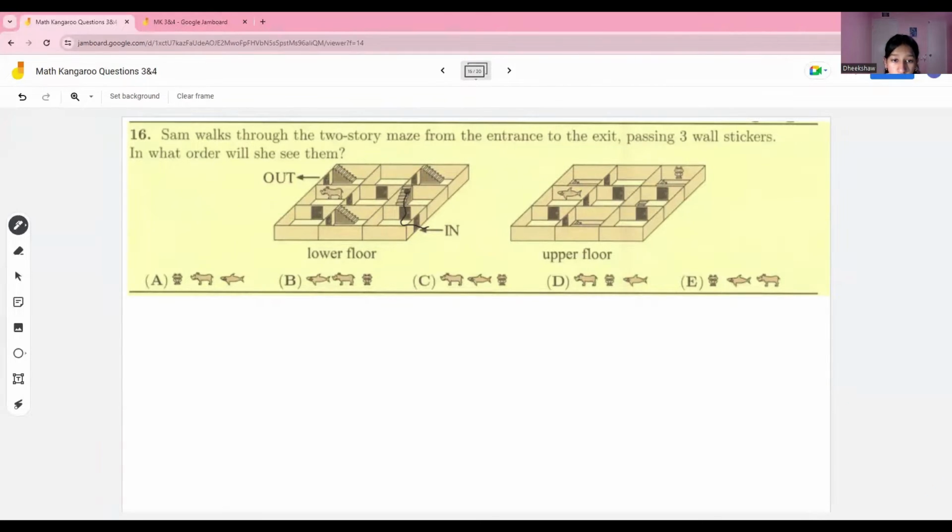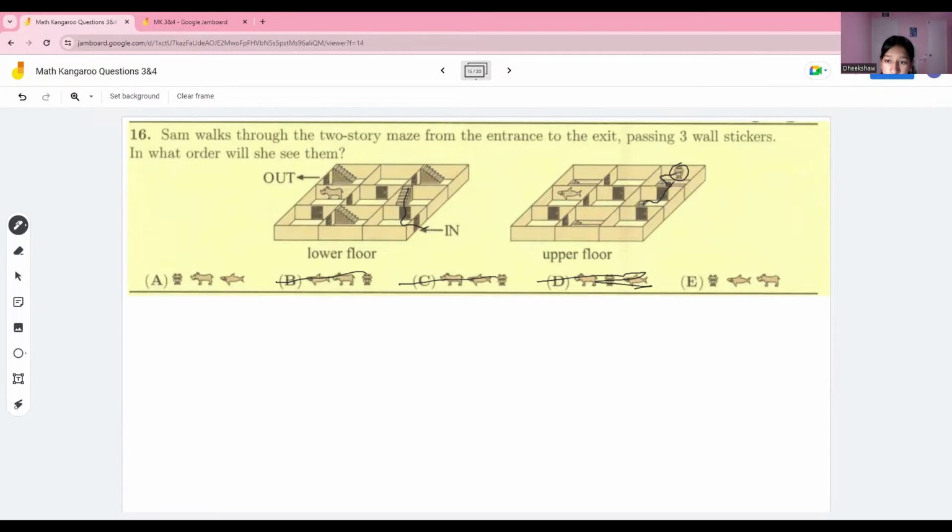Then she has to walk upstairs. Upstairs, we have to move here. We have to move and go through here. We go here, we see this hyena sticker, I think. So the first sticker is a hyena. So automatically we can cancel out this answer choice, and this answer choice, because we know that the hyena is the first thing that we see.